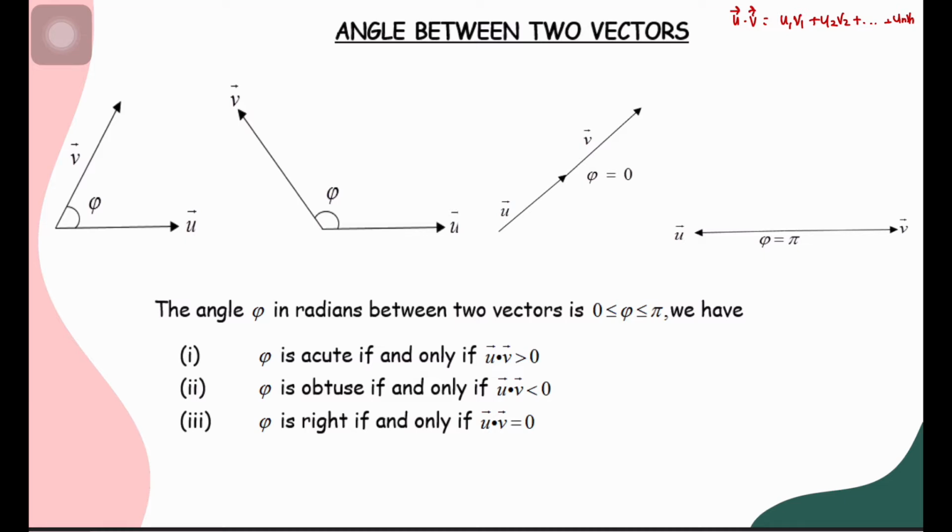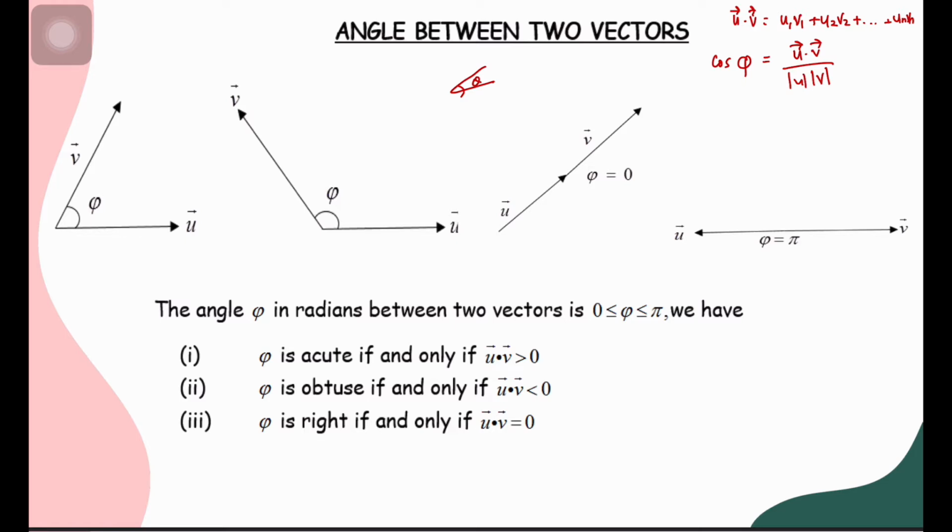Then by using the dot product formula, we can find the cosine of the angle phi, where phi is the angle in between the two vectors. The formula is the dot product of vectors u and v divided by the magnitude of vector u multiplied by the magnitude of vector v.